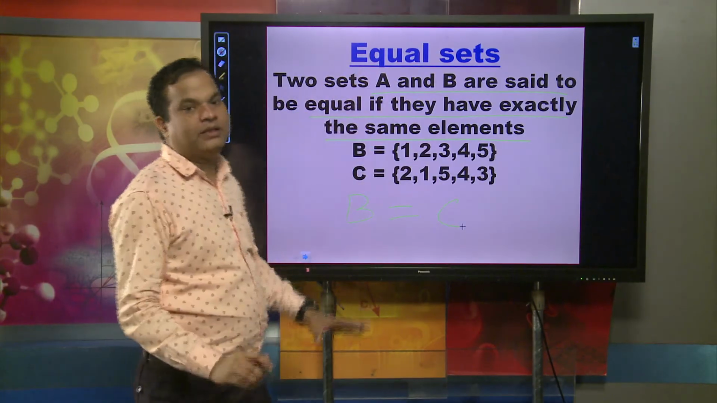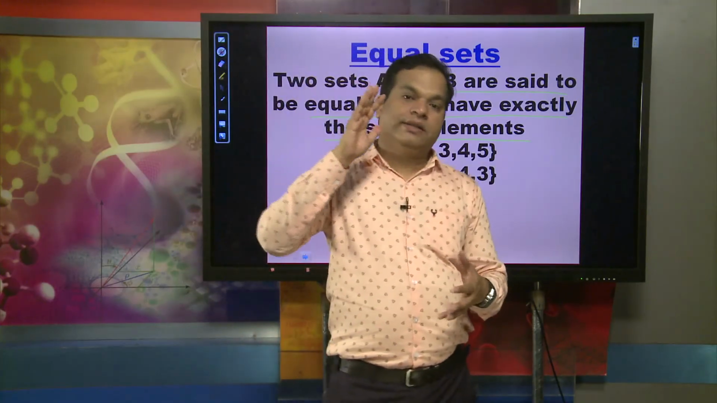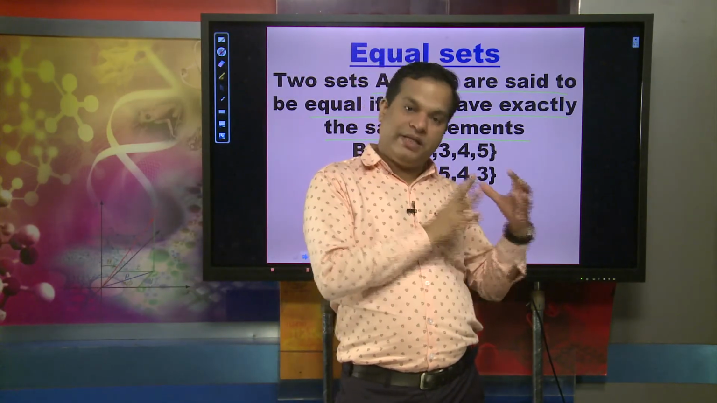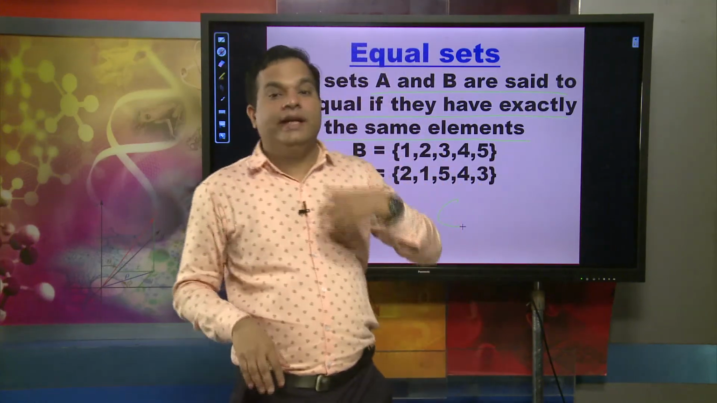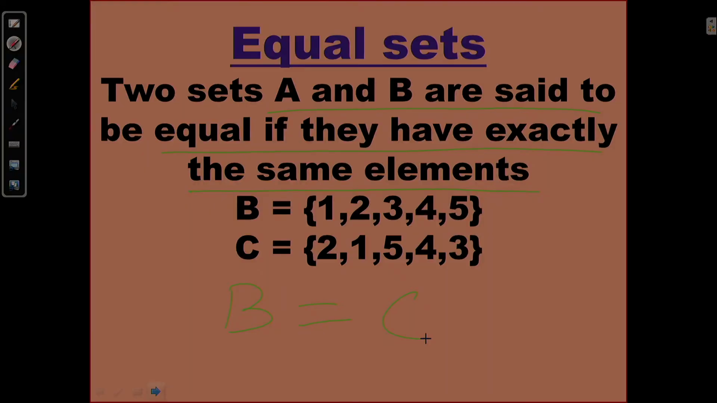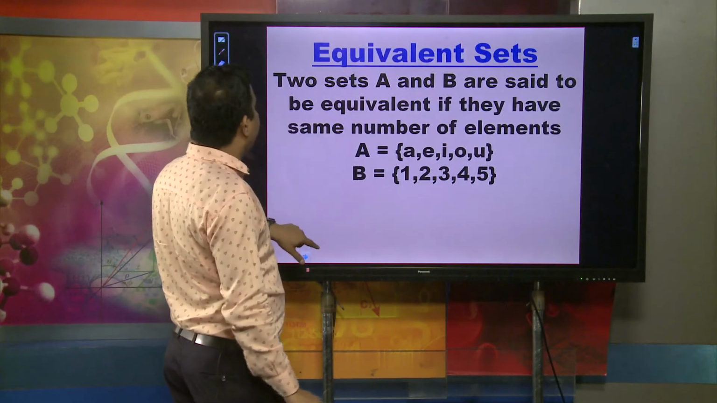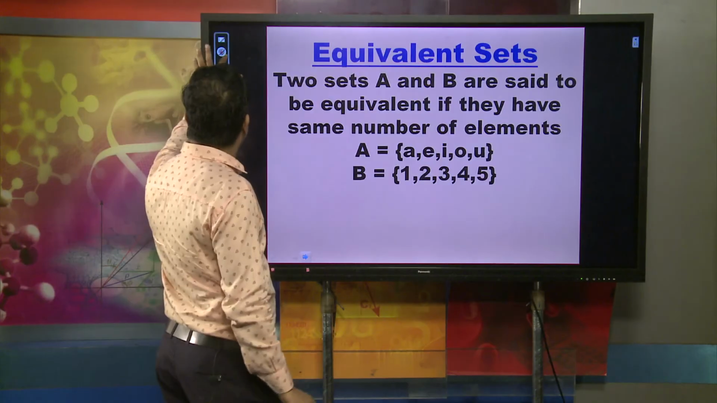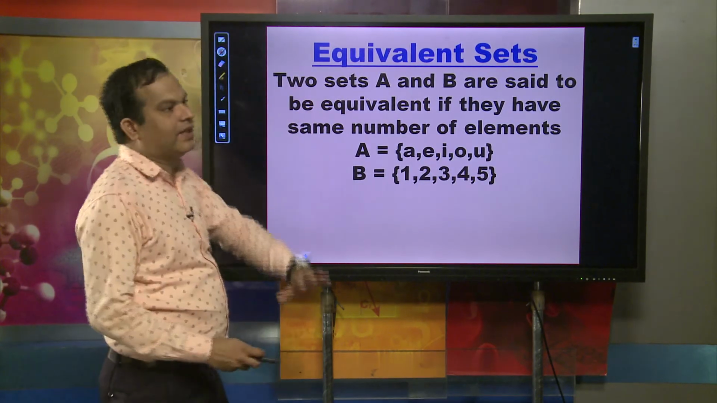Equal set means two sets are said to be equal, very simply, if the same elements are present in both sets. This type of set is known as an equal set. Another concept involved is the equivalent set, which is also a very important category of set.